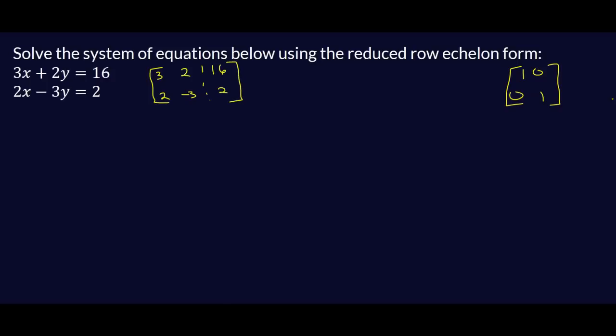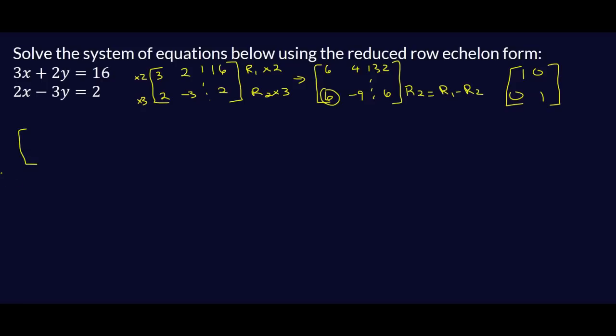So here again, we're going to multiply this by 2, multiply this by 3. So I'm going to say row 1 multiplied by 2, row 2 multiplied by 3. And so let's see what that's going to give us. We have 6, 4, 32. And then row 2 multiplied by 3, we have 6, negative 9, and then we have 6 over here. So now what we're going to do here, because we're trying to change this to a 0, we're going to say row 2 equal to row 1 minus row 2.